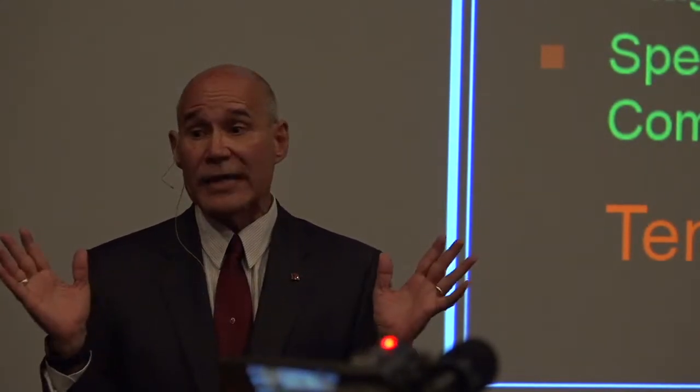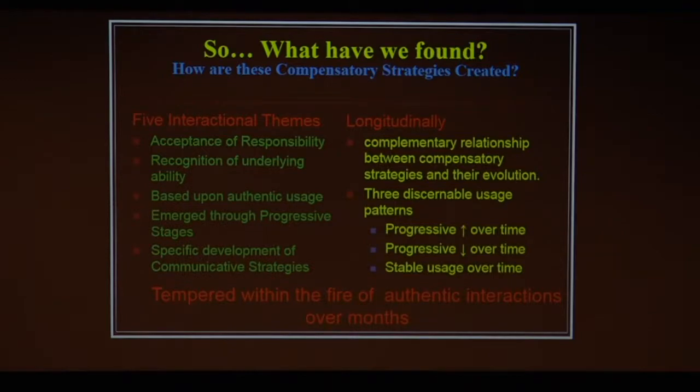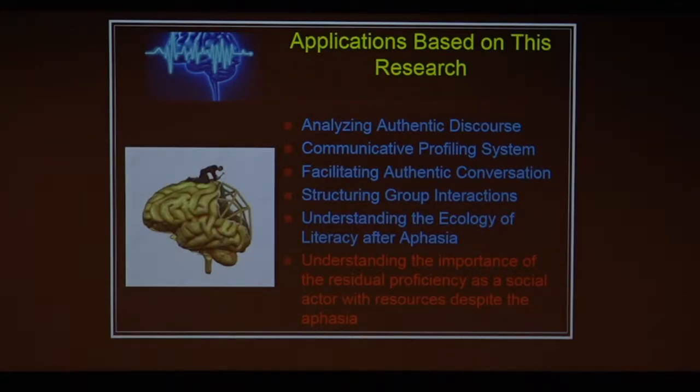We found a number of interactional themes, and you see some of those on the board. Acceptance of responsibility, recognition of underlying ability is important, and understanding how over time they can develop compensatory strategies through the actual use of compensations to overcome communication deficits themselves. Applications based on the research that we've done: we've created and established ways of doing therapy, and ways of describing and assessing people, looking at both their strengths and weaknesses because of the kinds of compensations they make.